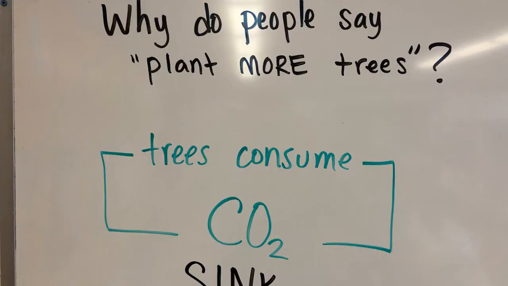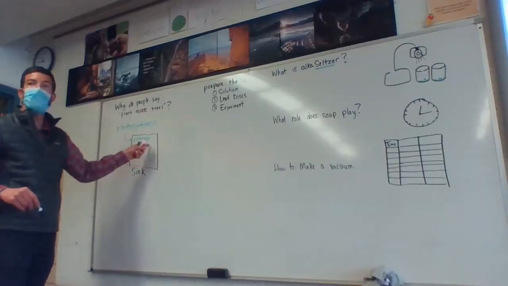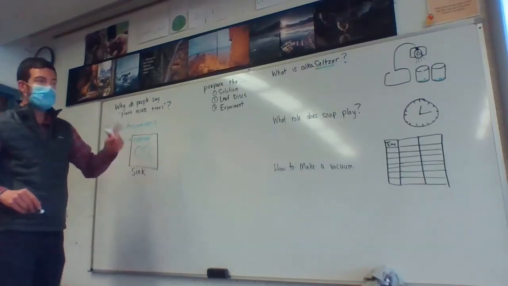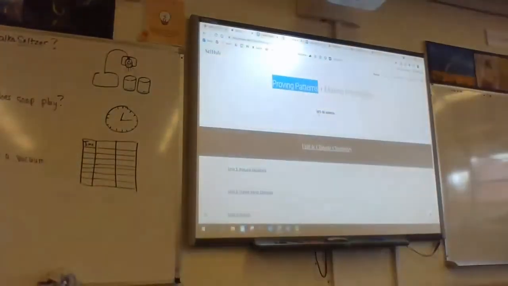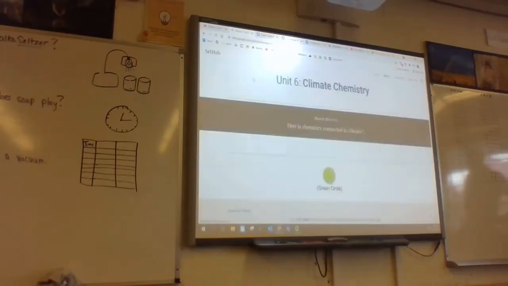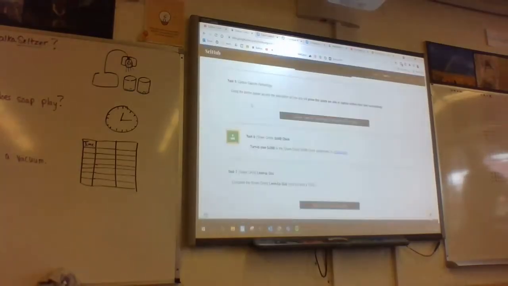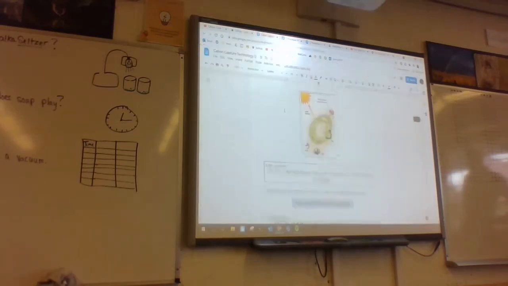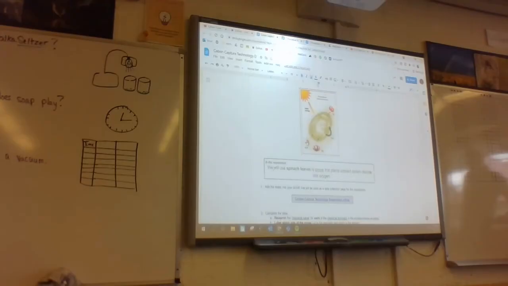So we need to now prove the pattern. We need to prove that trees are truly going to remove CO2. All right, the way that we're going to do this is this experiment that I've called the carbon capture technology, because plants literally can capture carbon out of our air. So down here on task 5, carbon capture technology, you'll use this button to get to the instructions. In this experiment, we're going to use spinach leaves to prove that plants convert carbon dioxide into oxygen. So we're going to prove that that is truly going to happen.